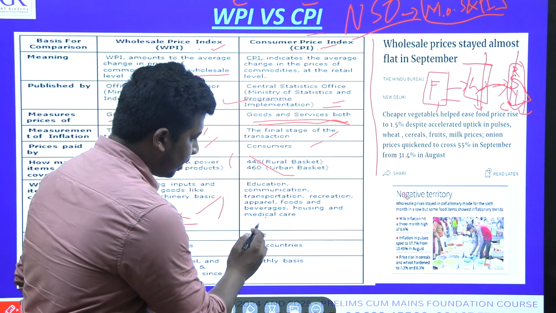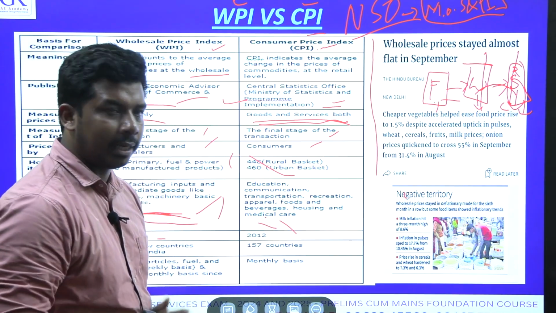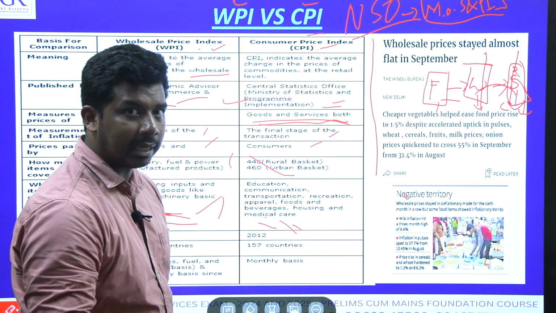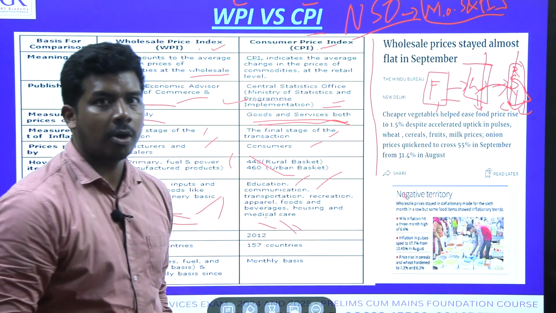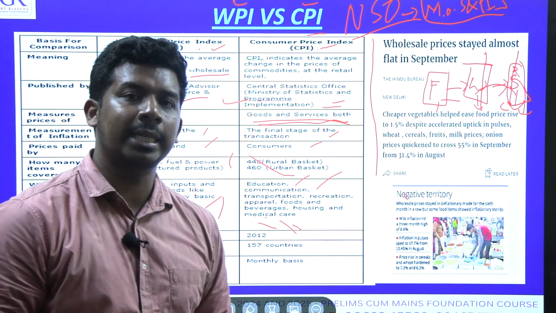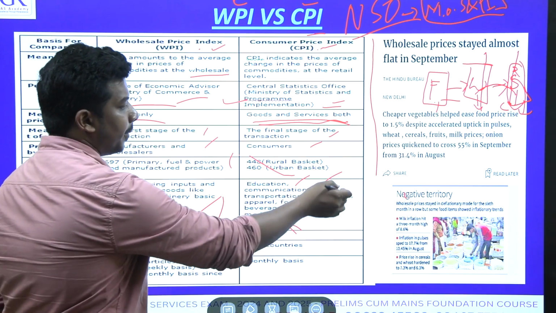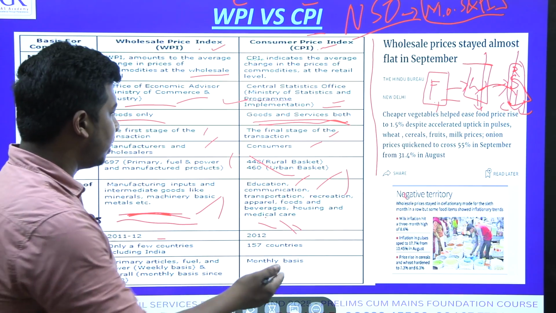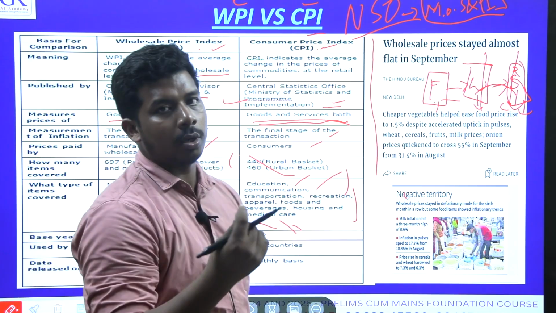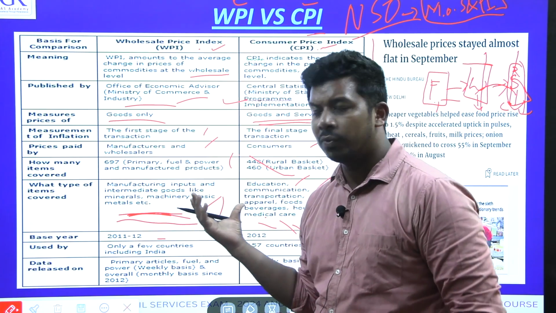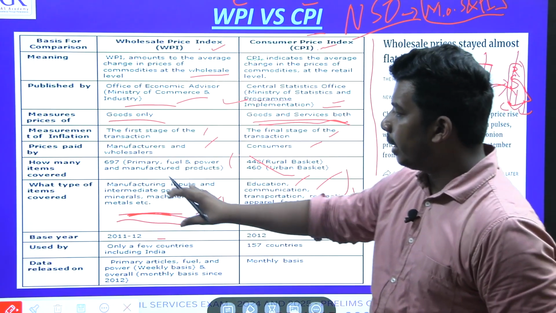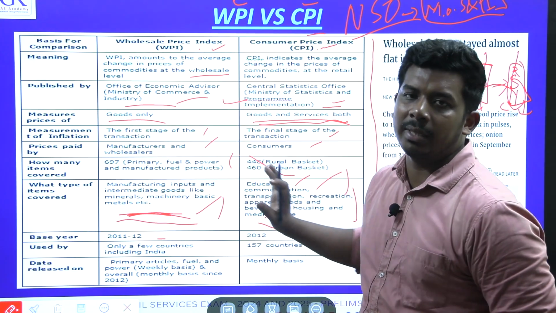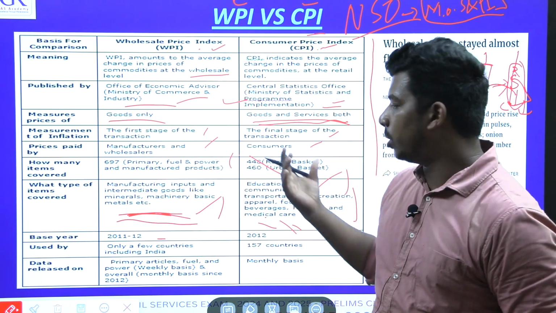Like vegetables, agricultural items, food items, fuel, and services. As I said, this measures services extra: education, communication. So how much education is costing these days is included in the consumer price index. Transportation. You can just Google if you want to know more. This will be useful in mains. The more you Google, the more you know for the mains. So there are some differences in weightage between the wholesale price index and the consumer price index.